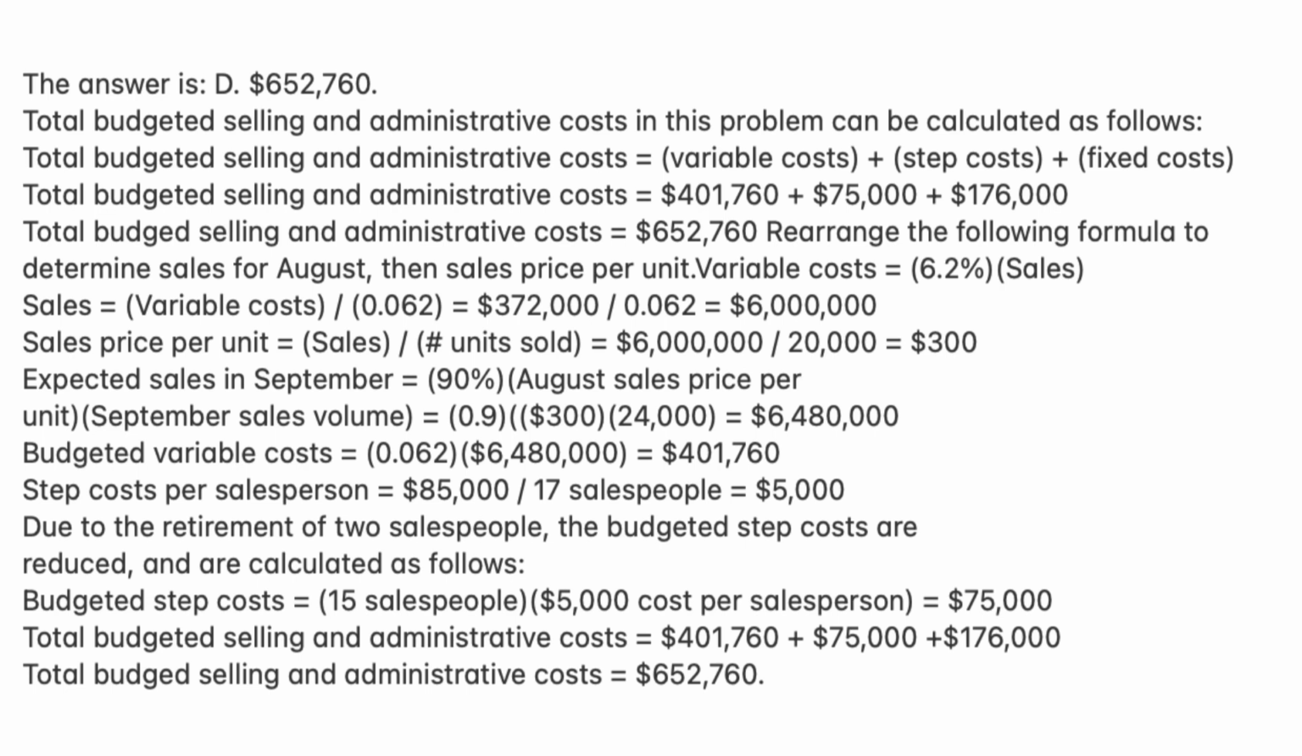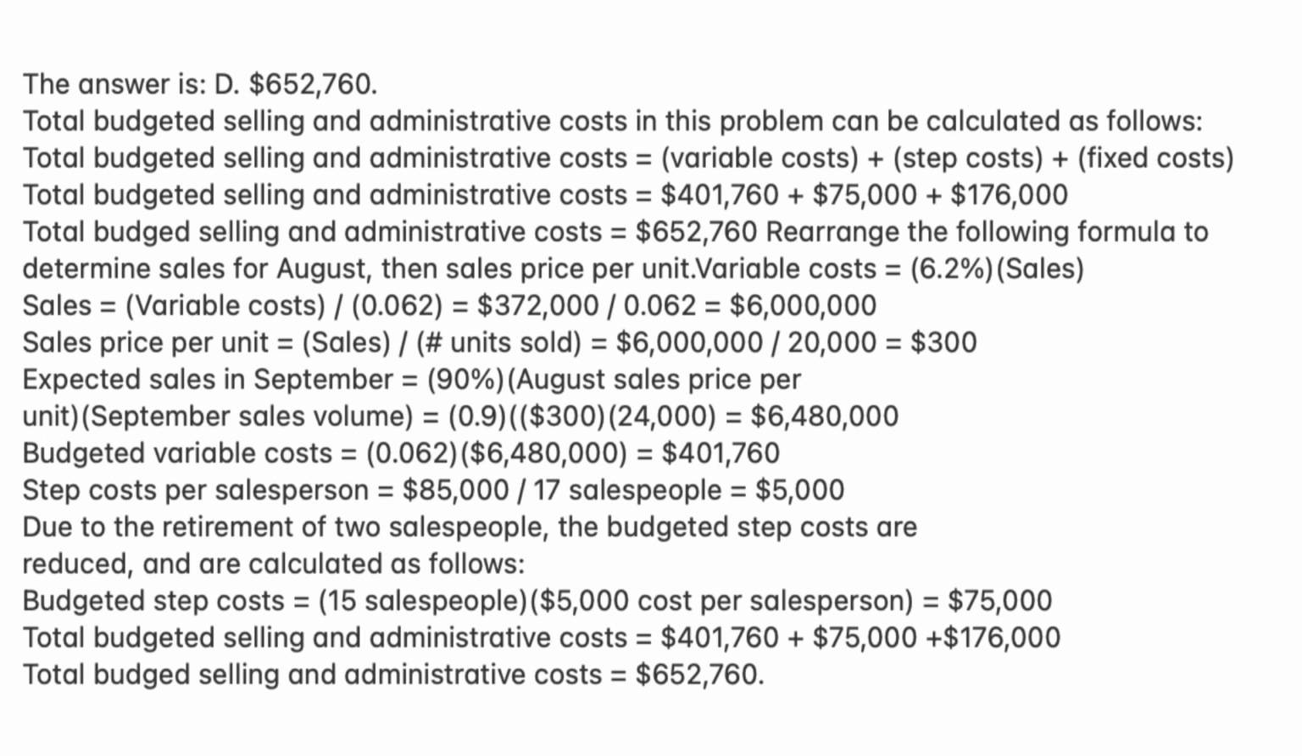Expected sales in September equals 90% of August sales volume times the price per unit. September sales equals 0.9 × $300 × 24,000, which equals $6,480,000. Budgeted variable costs equals 0.062 × $6,480,000, which equals $401,760. Step costs per salesperson equals $85,000 / 17 salespeople, which equals $5,000.